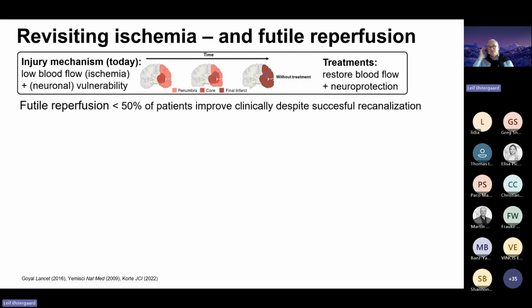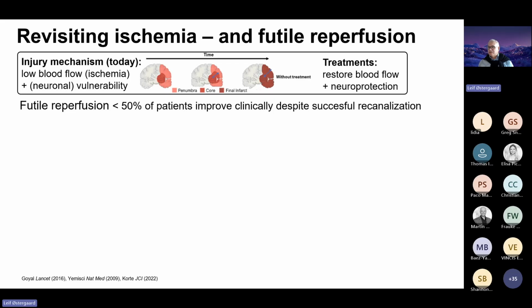Let's look at the patients we can restore blood flow. And where we do restore blood flow, I just reiterate what you saw in the first slide in the top. The injury mechanism, as we think of it today, is that there's low blood flow, there's ischemia, neurons are vulnerable to that, and they can only survive for a while. So therefore, over time, the core, the darkest red region, gradually increases, and without treatment, you would expect that the whole penumbra will ultimately die.